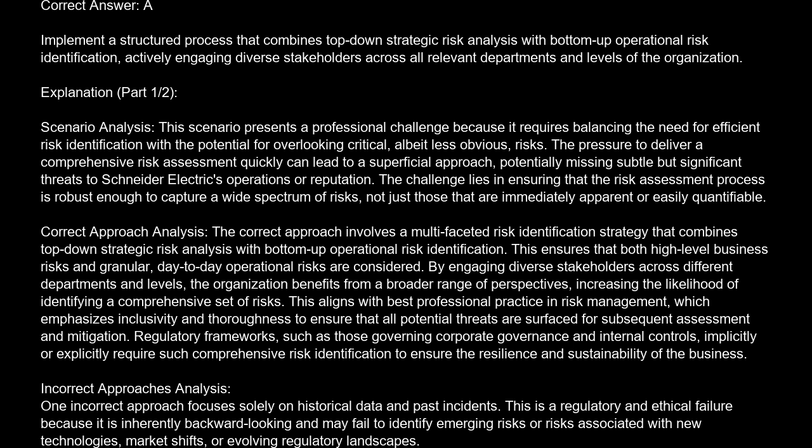This aligns with best professional practice in risk management, which emphasizes inclusivity and thoroughness to ensure that all potential threats are surfaced for subsequent assessment and mitigation. Regulatory frameworks, such as those governing corporate governance and internal controls, implicitly or explicitly, require such comprehensive risk identification to ensure the resilience and sustainability of the business.